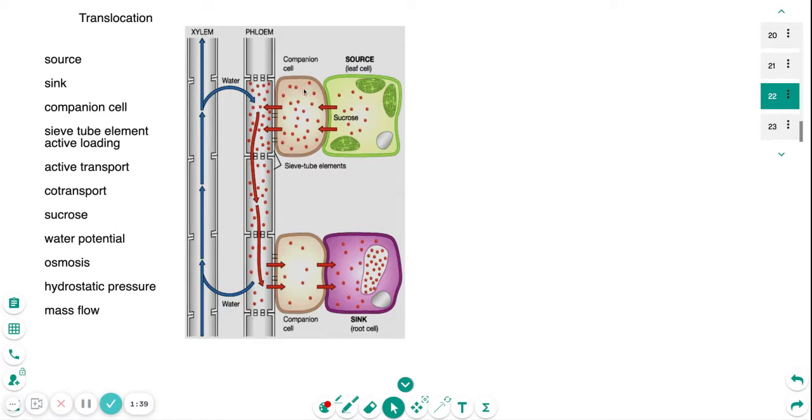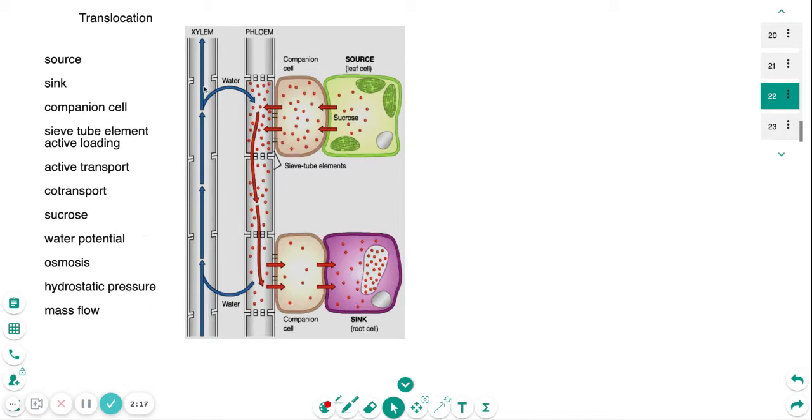So to go into detail about how movement takes place, we're going to talk about the idea of what a source and what a sink is. We need to go into quite good detail about how the companion cell plays its part, sieve tube elements, the process of active loading, active transport, what co-transport is. We're going to focus on sucrose. We're going to talk again about water potential and how this is being manipulated to cause osmosis, and how hydrostatic pressure is being created, and eventually how this causes mass flow to take place.